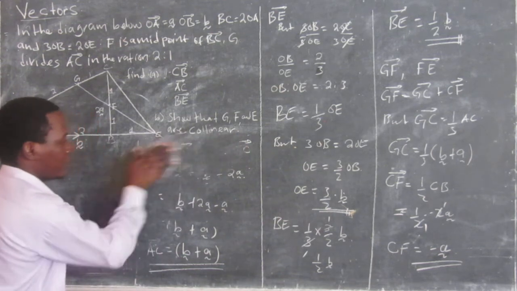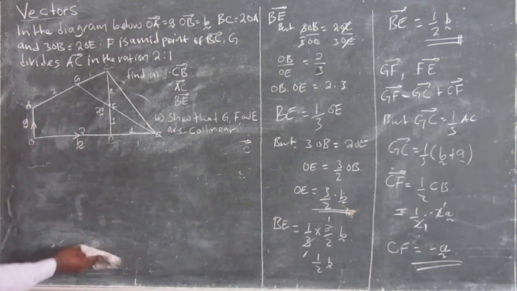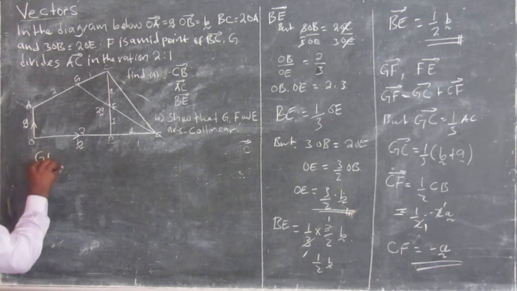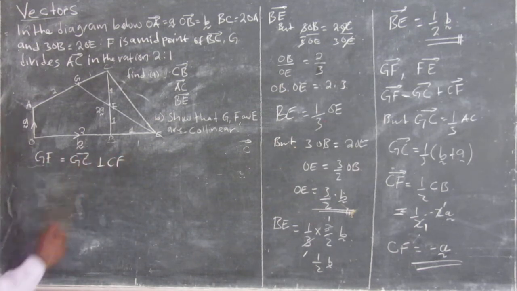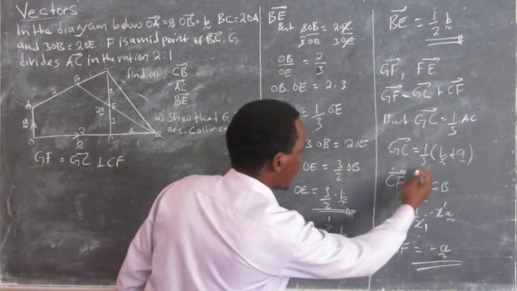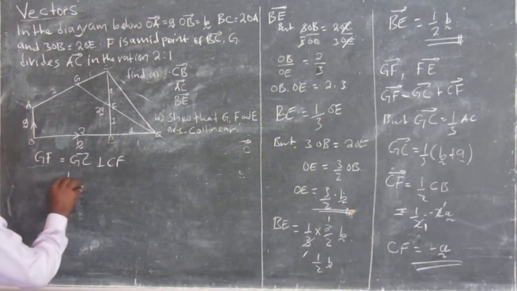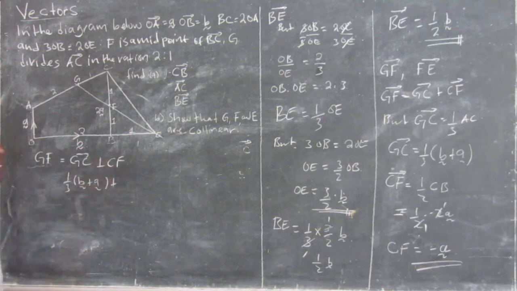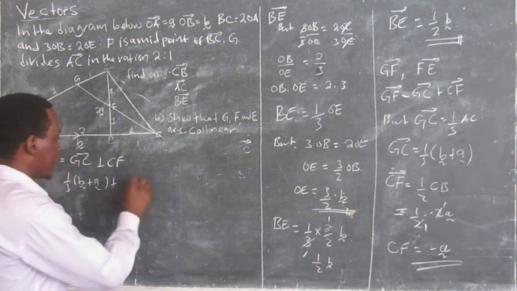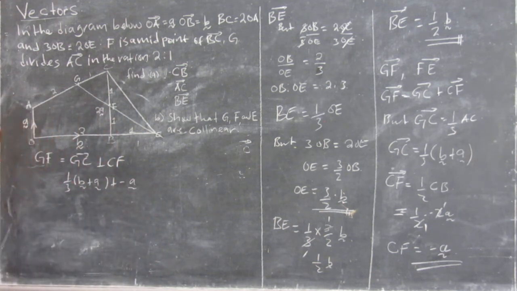Now, let's solve GF. GF is going to be GC plus CF, whereby our GC in this case was that one, a third into B plus A, plus our CF was supposed to be negative A. Now let's simplify this one and see what we get as our answer.